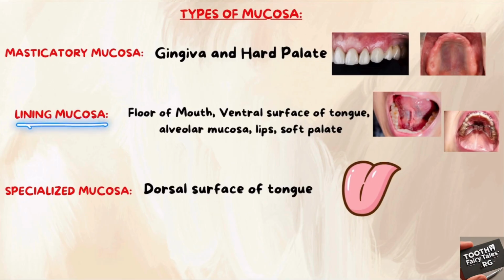Second is lining mucosa. It covers up to 60% of total mucosa, and this is the major type of mucosa in the mouth. So this lines the floor of the mouth, ventral surface of the tongue, alveolar mucosa, lips and the soft palate. Since it does not take part in chewing, this mucosa is non-keratinized.